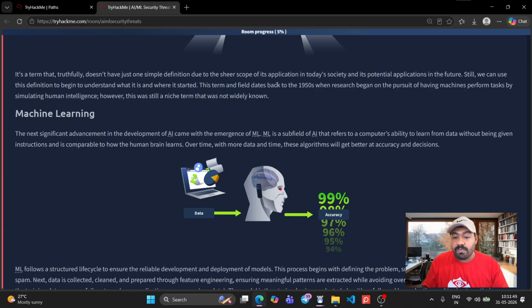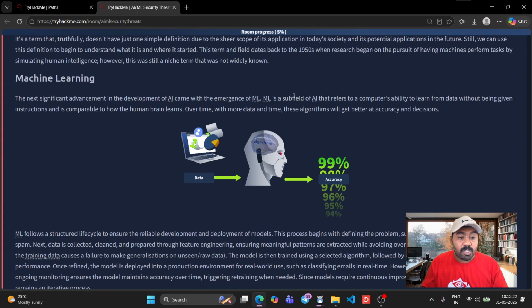This term and the field date back to 1950, when research began on the pursuit of having machines perform tasks by simulating human intelligence. However, this was still a niche term that was not widely known. So there comes the term artificial intelligence. Since 1950, they are talking about the previous thing. How did the research begin related to this particular artificial intelligence topic?